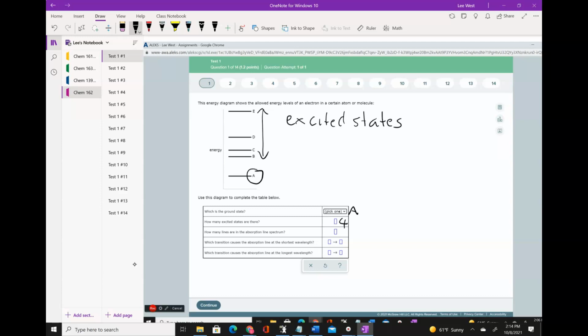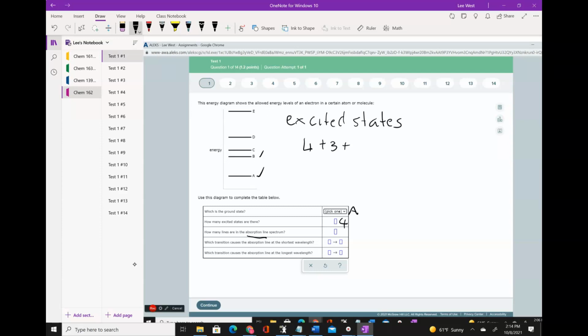They then ask how many lines are in the absorption line spectrum. When light is absorbed, electrons move from lower energy levels to higher energy levels. So there will be a bunch of transitions from the ground state to excited state. There are 4 of those guys. And then you're going to get some from the first excited state to the higher excited states, and there are 3 of those. And then we're just going to keep going in that way. So we've done that one, and we've done that one.